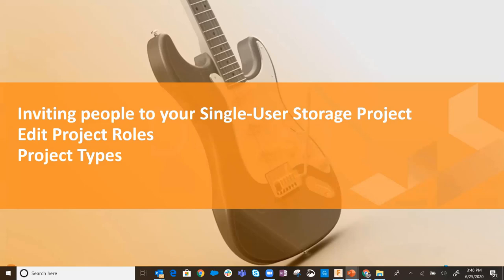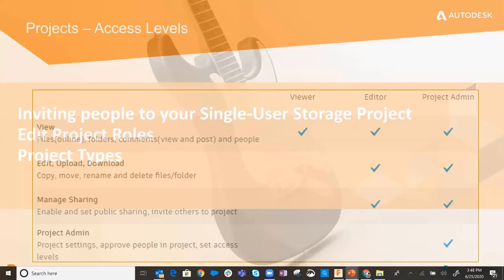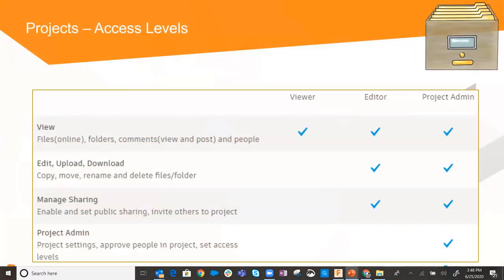So that's basically the access level. As I mentioned, for viewers, what I mean by access level is: once it comes as view, he can only view. It means he can see the files, folders, and comments. When I say editor, he can edit, upload, and download. Similarly, for the project admin, all the rights are given for edit, upload, manage, sharing, project admin as well as view. So these are the access level permissions for single storage.